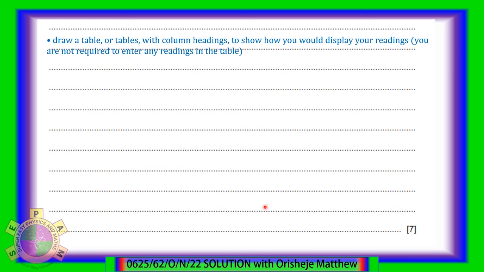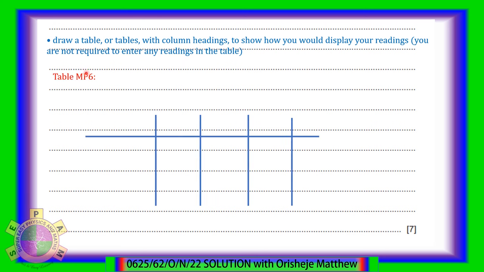Now draw a table of values and label the columns. This is where you have your 6th mark, the major point. So draw your table of values. The tension, we have 2, 4. You can write it, but they say you don't need to write the values. Okay, so we have the voltage measured in volts, put the unit, current measured in amperes, then resistance measured in ohms.